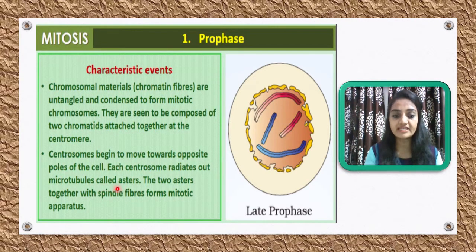Okay, and that is called asters. So here aster formation will occur. Two asters together with spindle fibers form the mitotic apparatus, and in this way the mitotic apparatus will be formed. So asters will be formed, which are actually microtubule structures, and two asters together form a spindle fiber. Okay, and that is called the mitotic apparatus.